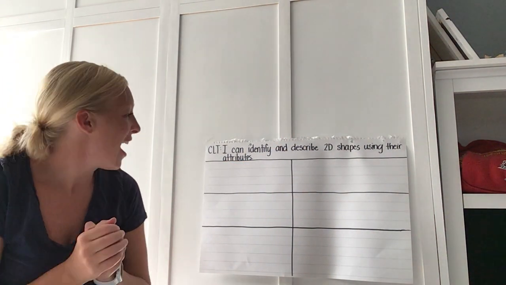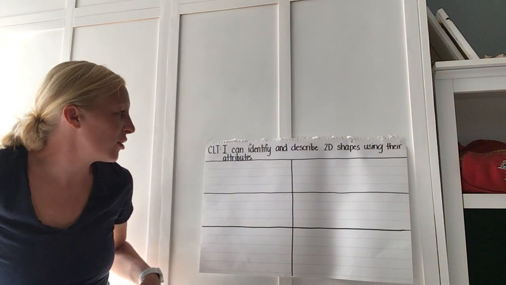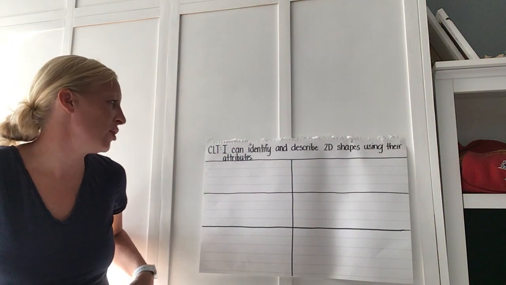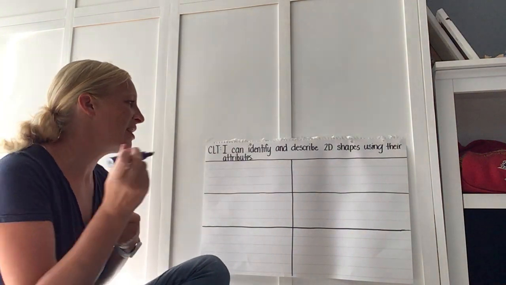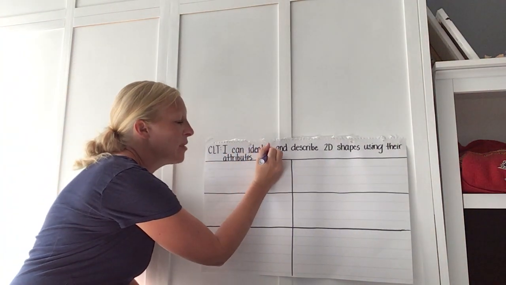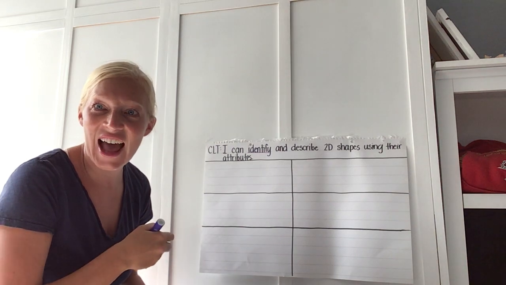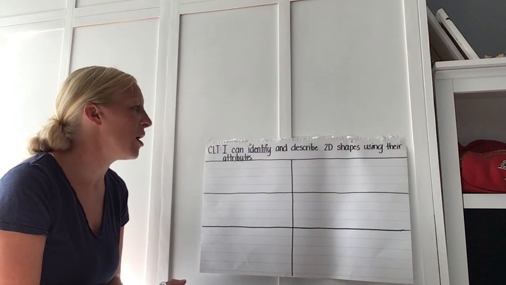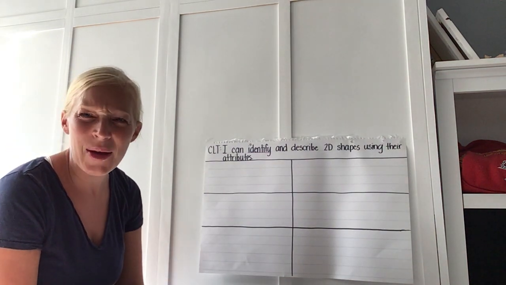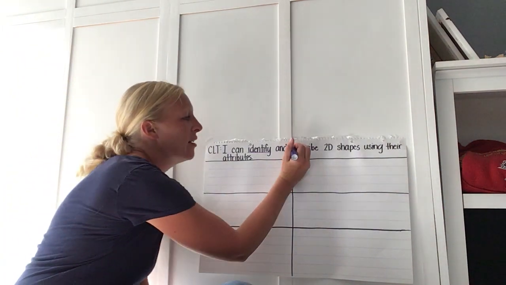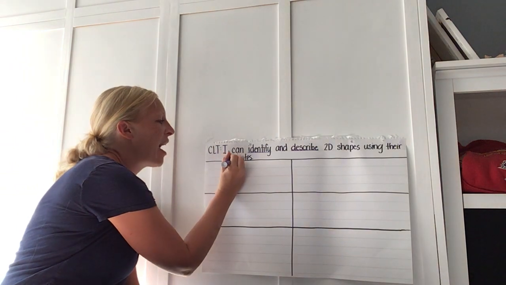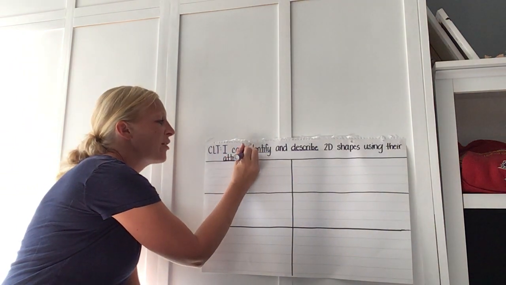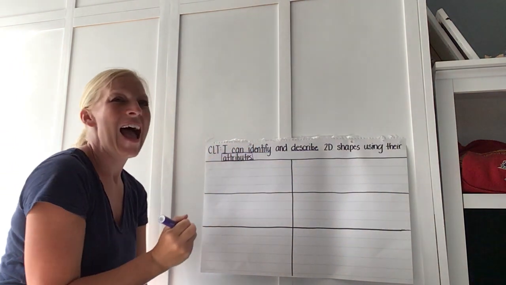I can identify and describe 2D shapes using their attributes. Friends, when we say identify, that means we say, hey, that's that, right? We point it out, we know it. When we describe, we tell all about it. And we're going to be describing them using their attributes. This word attributes, can you all say that with me?